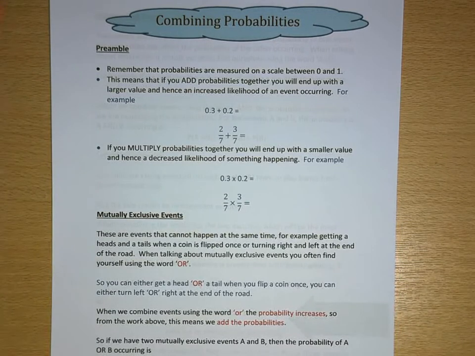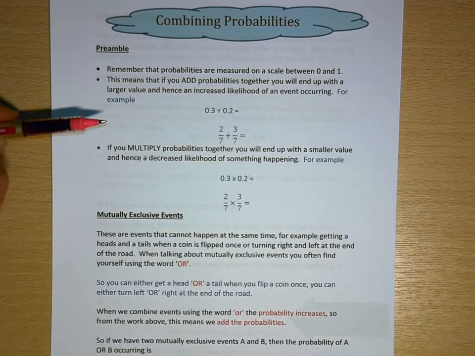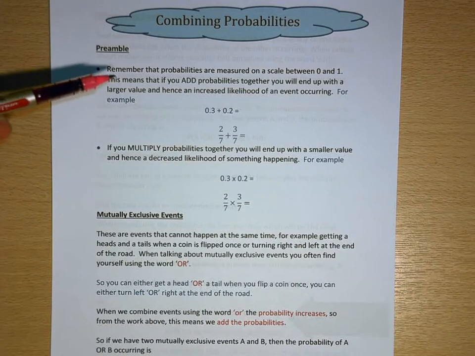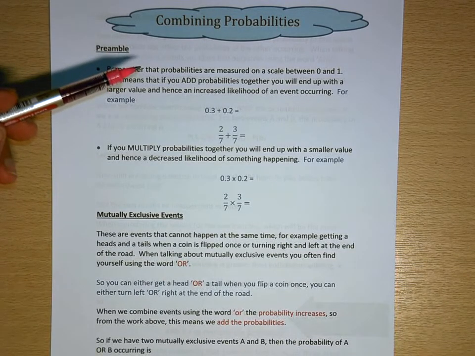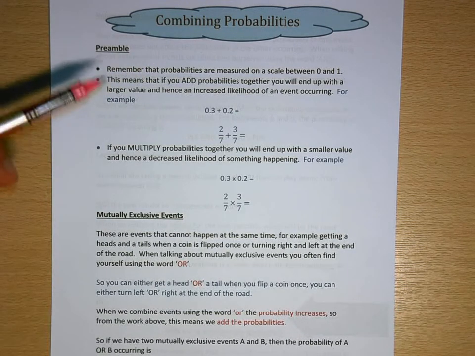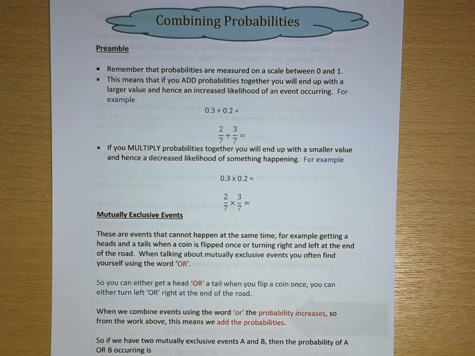Okay, before we do that, I just want to make you think again about what happens when you add or multiply decimal numbers that are between 0 and 1, because as we've been talking in the previous lessons, any numerical value for probability is on a scale between 0 for impossible and 1 for certain, and whether you're in a decimal, a fraction or a percentage, that is the case.